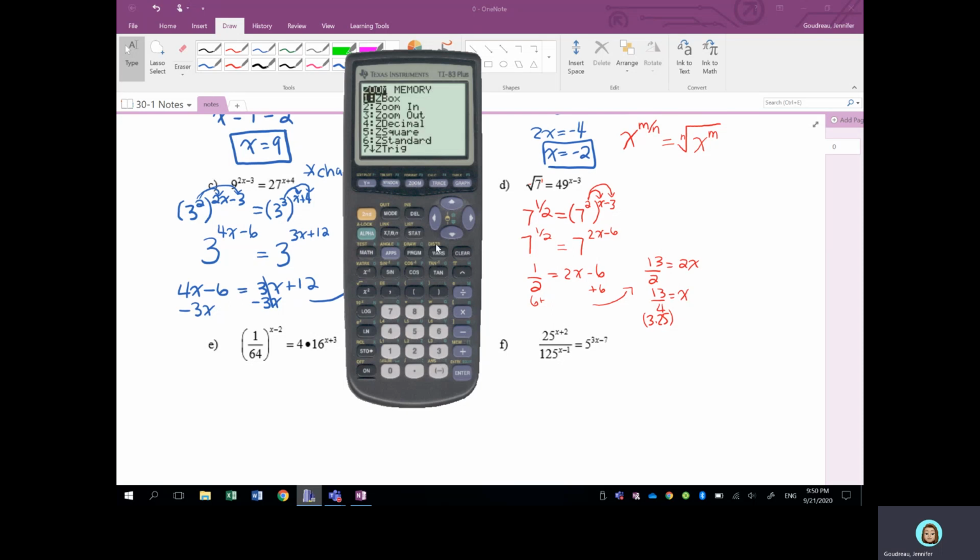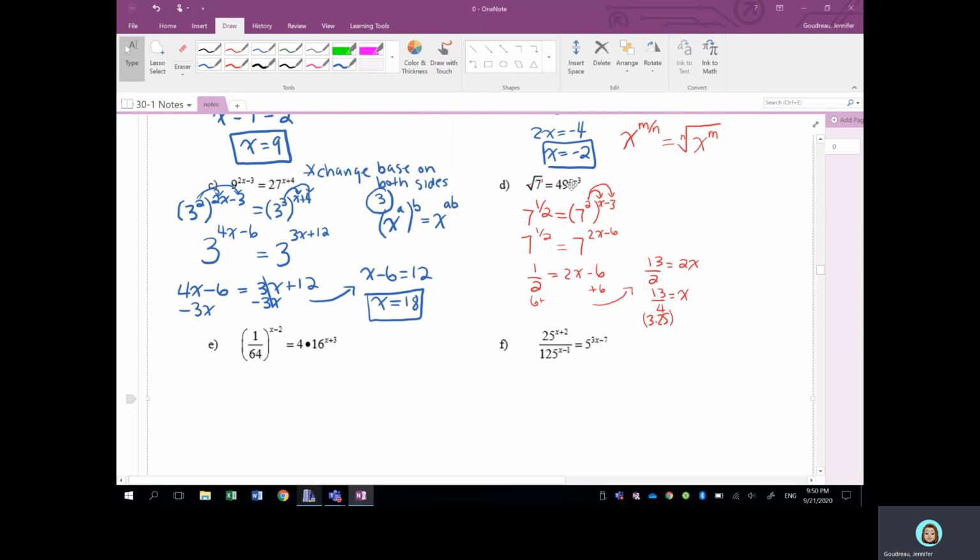I'm going to go back to the standard window because I know I adjusted it a little bit. There's our constant. That's the 7 to the 1/2. It's a constant. There's our 49 to the x over x minus 3. We can actually see the intersection point this time. Enter, enter, enter. Should be at 3.25. Look at that x coordinate. You bet it works.